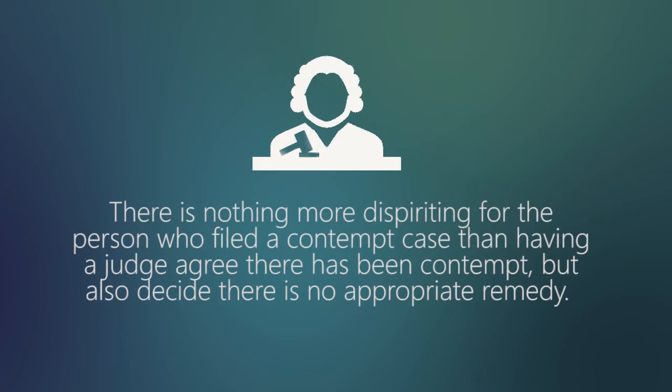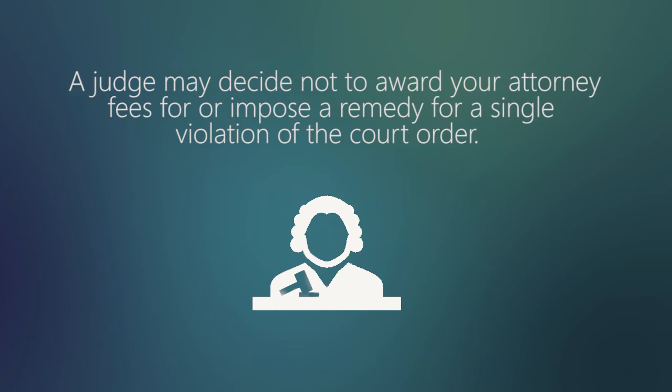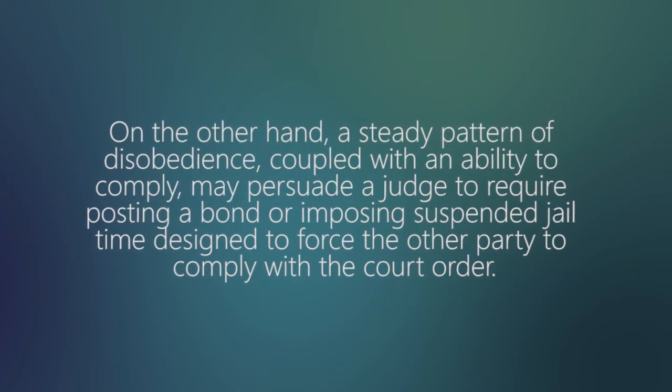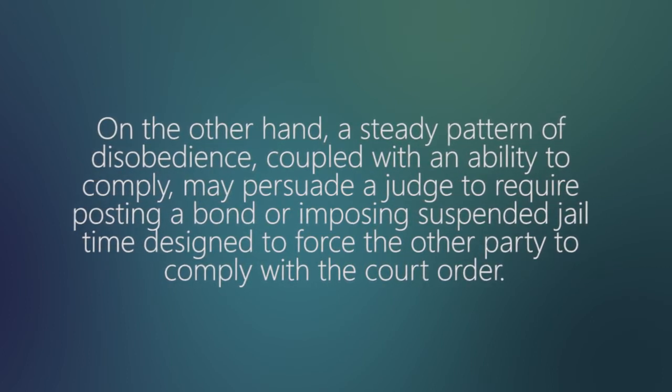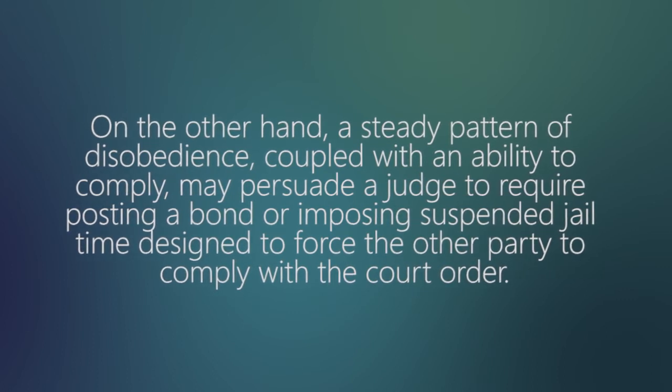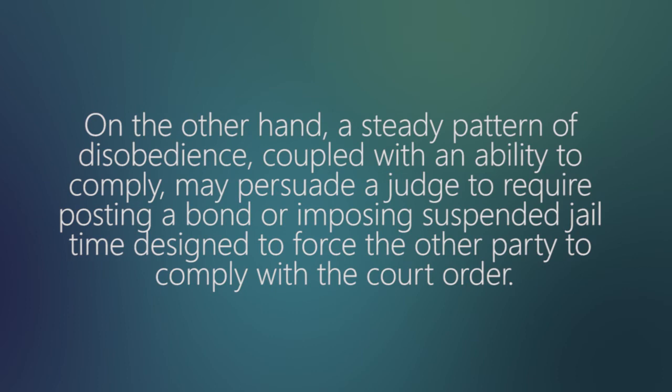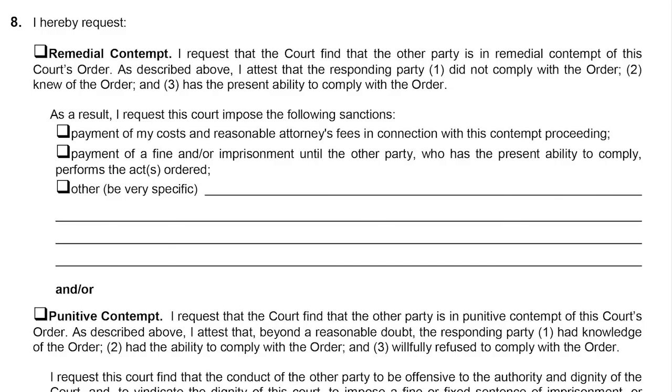There is nothing more dispiriting for the person who filed a contempt case than having a judge agree that there has been contempt, but also decide there is no appropriate remedy. A judge may decide not to award your attorney's fees or impose a remedy for a single violation of the court order. On the other hand, a steady pattern of disobedience coupled with the ability to comply may persuade a judge to require posting a bond or imposing suspended jail time designed to force the other party to comply with the court order. Number 8 on JDF Form 1816 provides a space for you to write down what you want as a remedy. Read this carefully.